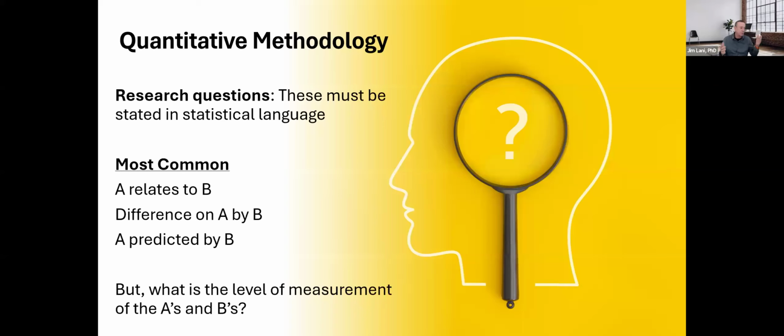The third common way is, is A predicted by B, or does B predict A? Does B impact A? Is the variability in A accounted for by B? There are several ways of saying it, but at the end of the day, we're either relating two variables, we want to see if there are differences in some variable by some other variable, or is there some predictive value to be had here? That's statistical language: relating, differences, impacted, predicted, and so forth. That's good language.